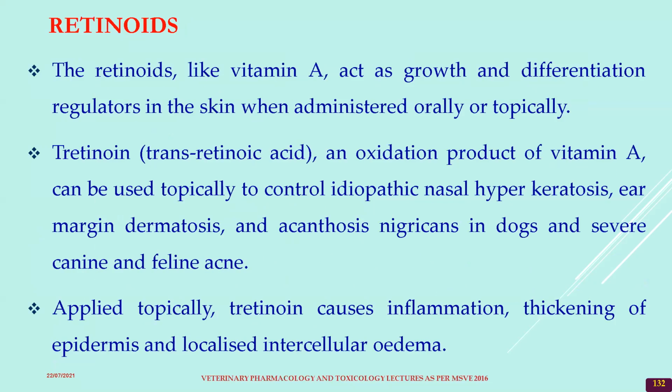Then retinoids. Retinoids, especially vitamin A, we have already seen, act as growth and differentiation regulators of the skin when administered orally or topically. Especially tretinoin, retinoic acid, is a product of vitamin A. It can be used topically to control idiopathic nasal hyperkeratosis. Tretinoin causes inflammation, thickening of the epidermis and localized intracellular edema, and because of this the pain will be reduced.